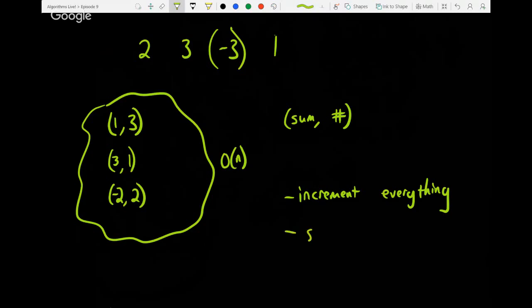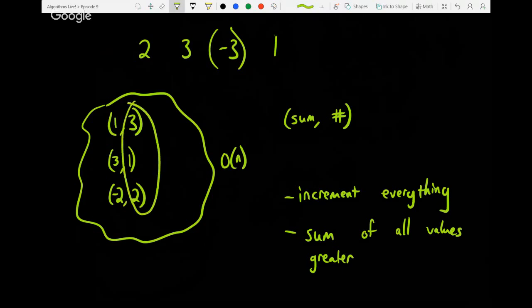And I need the sum of all values greater than me. And specifically the sum of the number value that I have here. So I'll call this ways. So the sum of ways of everything whose sum is non-negative. Okay, so those are the two properties I need.